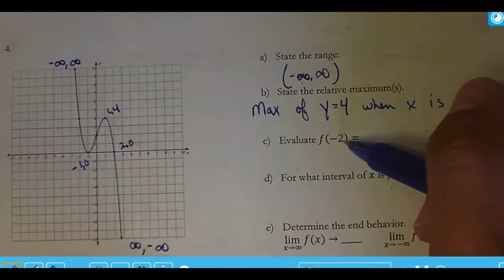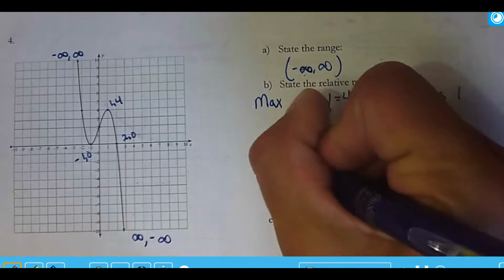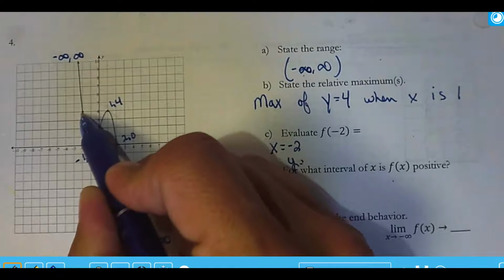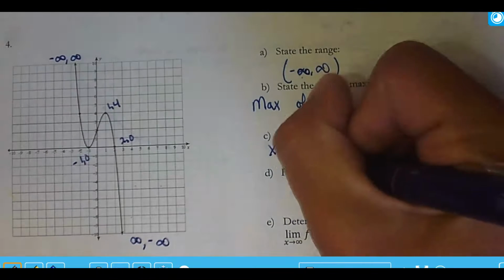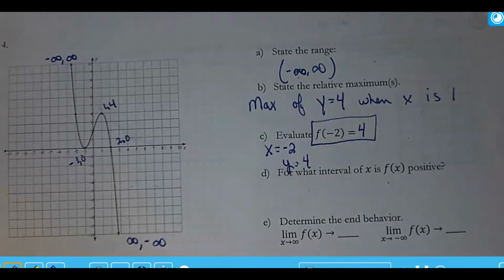All right, here, since the number's in parentheses, this is me saying if x is negative 2, what's y? So if you just go to negative 2, you're going to see it's that little dot right there, and that's 4. But I prefer you to put your answer like this.